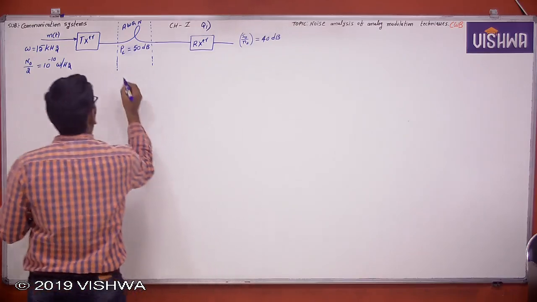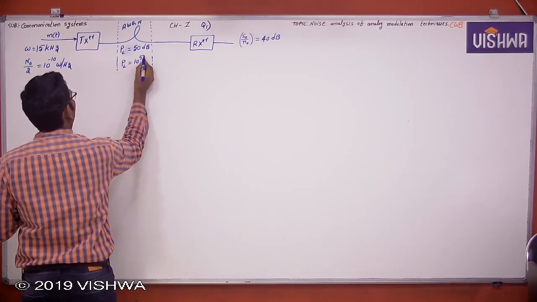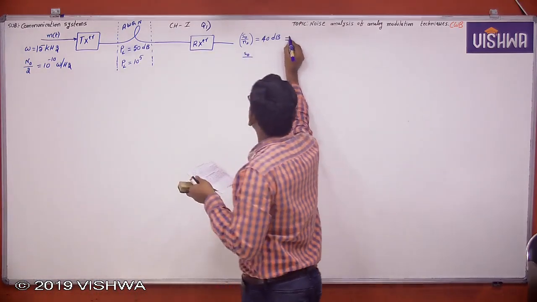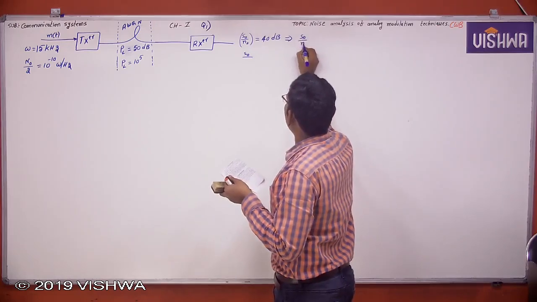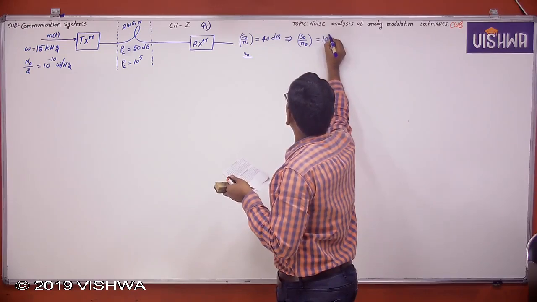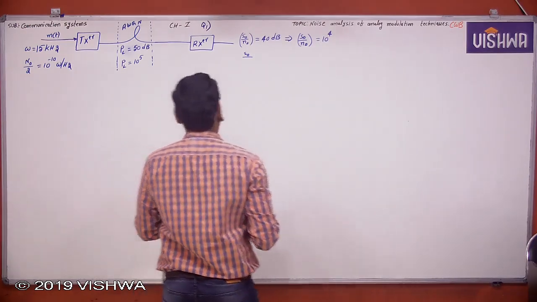So these dBs we convert into magnitudes. Therefore, the signal to noise ratio at the output of the receiver in terms of magnitude is 10 power 4, since 10 log of it gives 40 dB. Okay, so this is the given data.